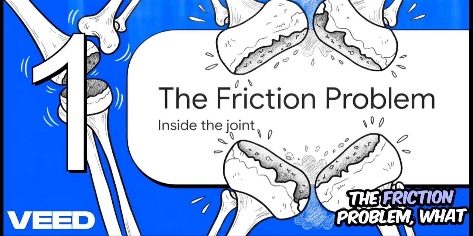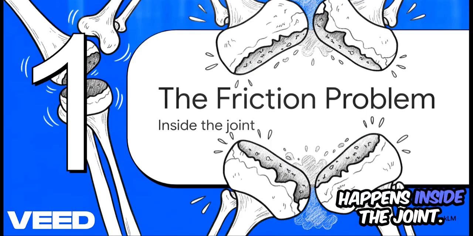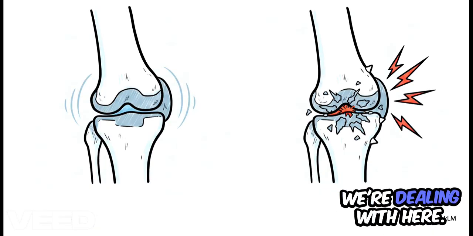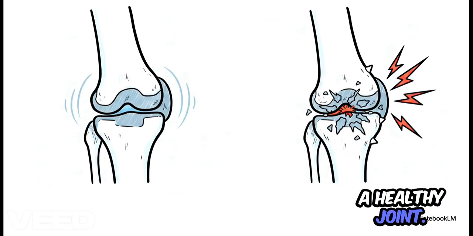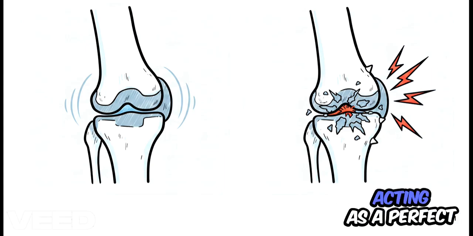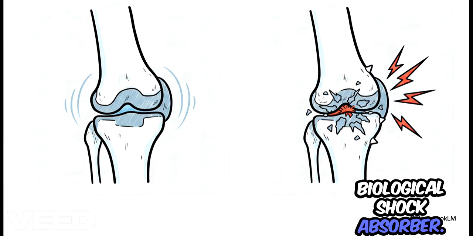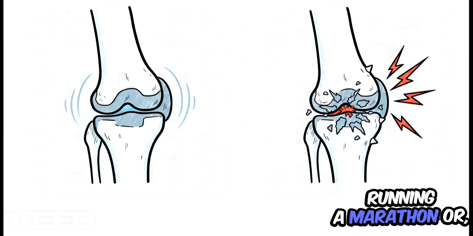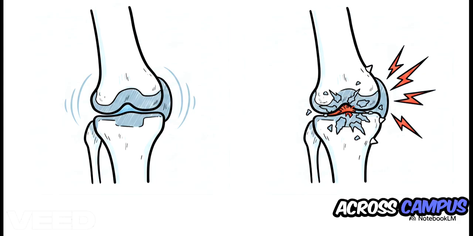Section 1. The friction problem. What happens inside the joint? And this brilliantly illustrates the core issue we're dealing with here. First, think about a healthy joint. Notice how incredibly smooth those surfaces are. That intact cartilage is acting as a perfect biological shock absorber. It lets your bones glide past each other totally effortlessly, whether you're running a marathon or honestly just walking across campus to your next class.